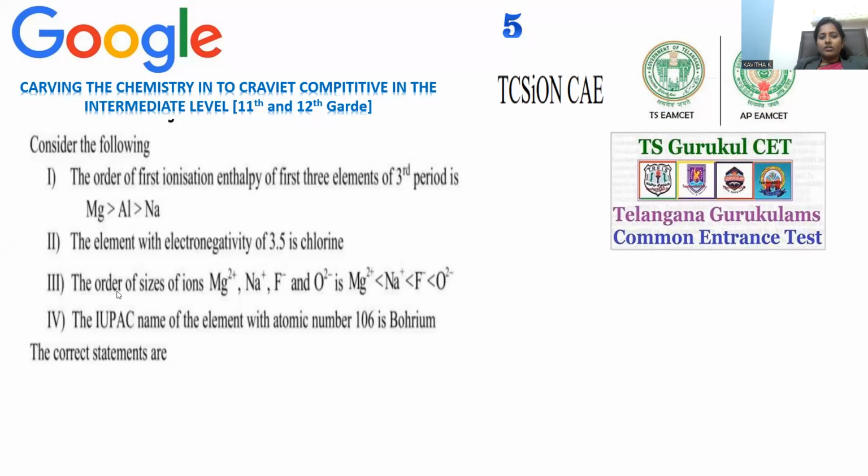And the next is about the order of the sizes. Just now we went through it. If the cation is there, the size is very small. If the anion is there, the size is very large. So this will be the right order only. 3 is the correct option.